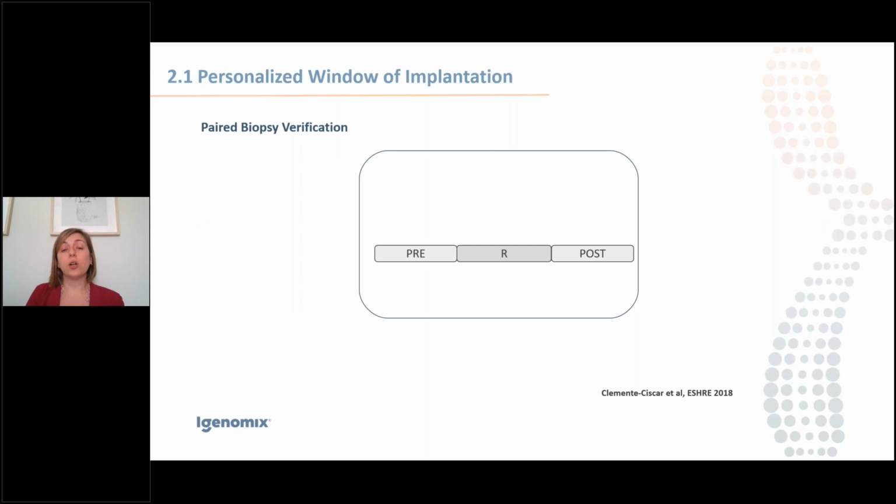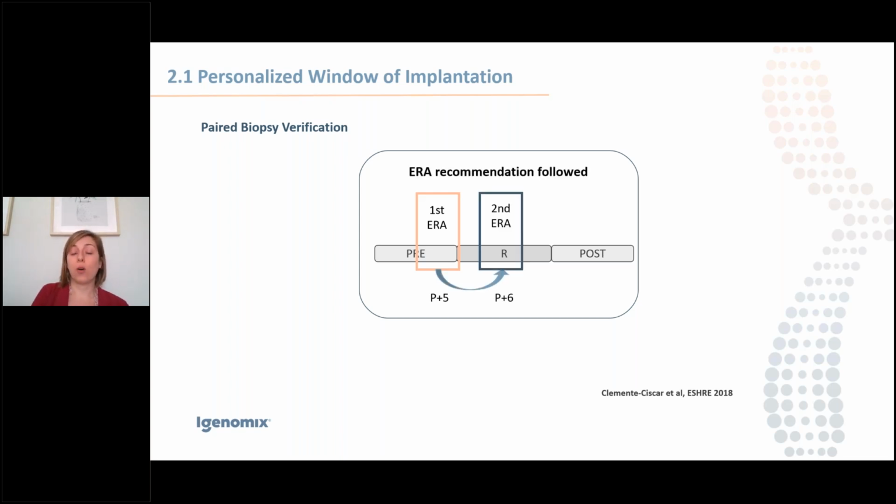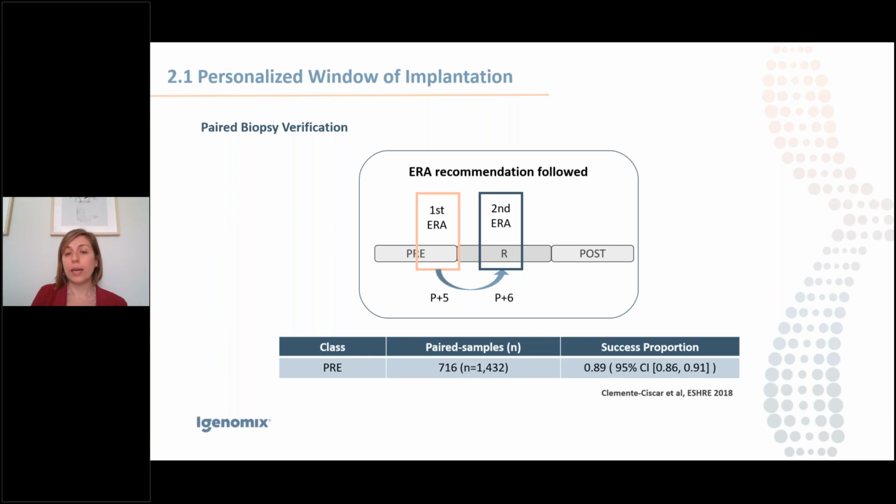Why is this? Because we did a paired biopsy verification analysis to test the accuracy rate of each prediction. For example, a sample collected at P+5 resulted pre-receptive, needing just 1 more day with progesterone. We collected a second biopsy on the recommended day and analyzed the rate of receptivity. What we found is that in cases in which we recommend just 1 more day with progesterone, 89% of patients reach receptivity by following such recommendation.